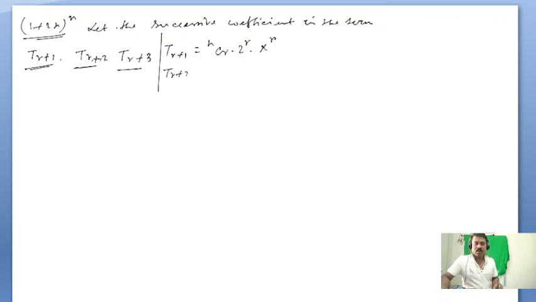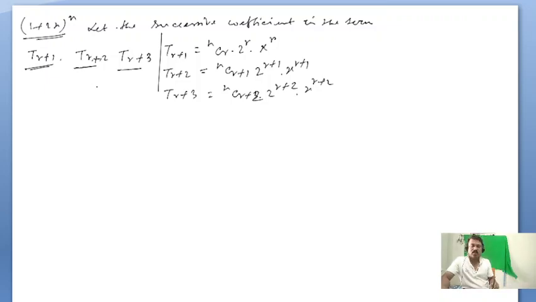t r plus 2, that is here, ncr plus 1 2 to the power r plus 1 x to the power r plus 1, t r plus 3 equals to ncr plus 2 2 to the power r plus 2, x to the power r plus 2. The coefficient will be this term excluding the x.